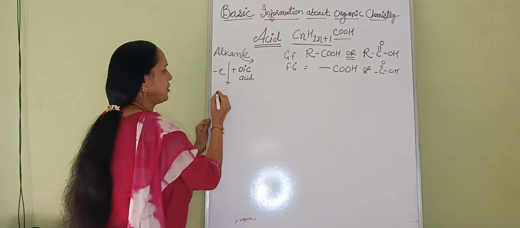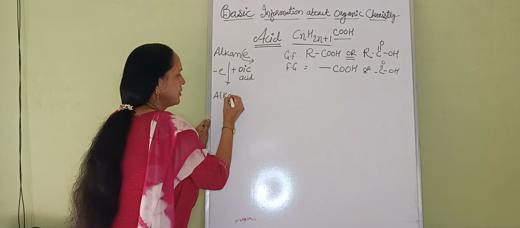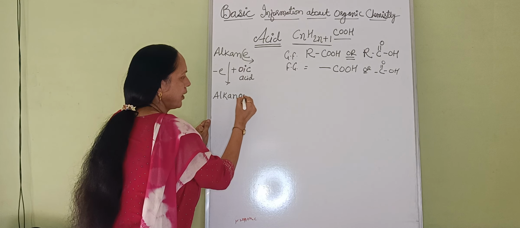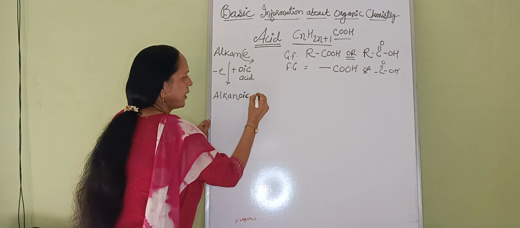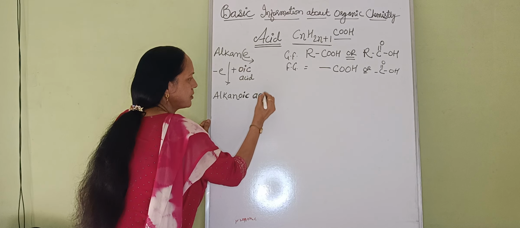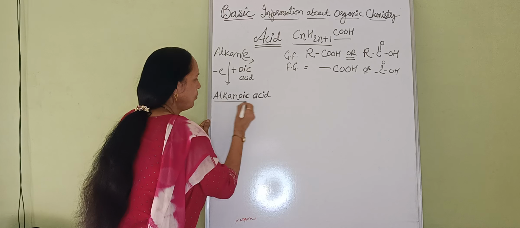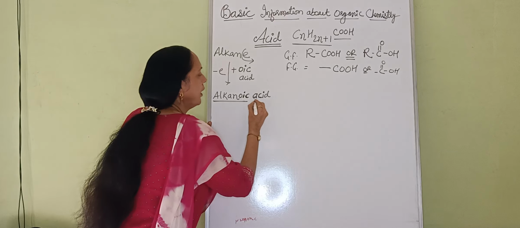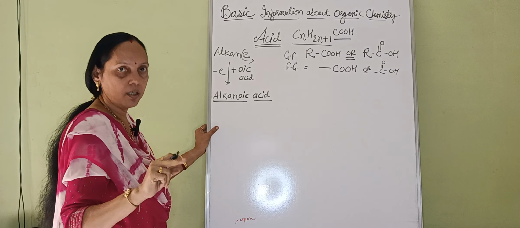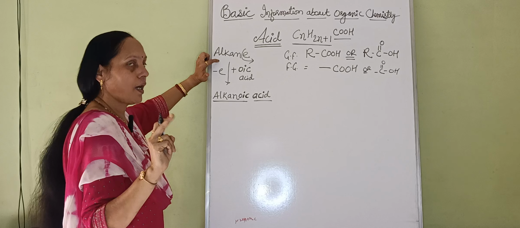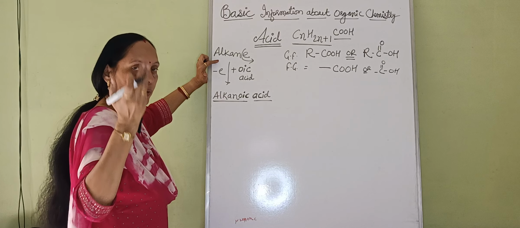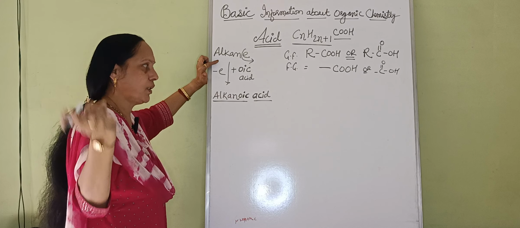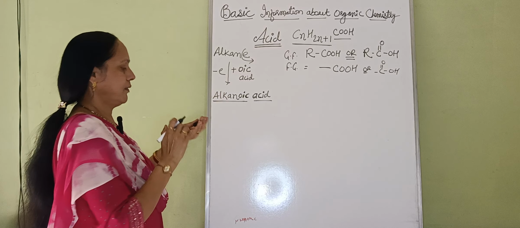So what will the nomenclature be? Alkane, ending in E. The E is replaced by OIC and acid. So what is the name now? The name of the alkane in its acidic form is called alkanoic acid. So in IUPAC nomenclature, alkane is converted into alkanoic acid. It means methane will be converted into methanoic acid. Ethane will be converted into ethanoic acid. Like that it will go.